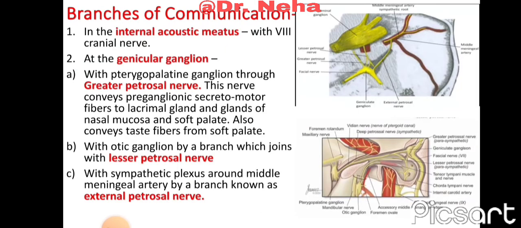Now the branches of the facial nerve. The communicating branches are the first to arise, in the internal acoustic meatus. So it communicates with the 8th cranial nerve in the internal acoustic meatus. At the genicular ganglion, it provides the greater petrosal nerve. In the diagram we can see the greater petrosal nerve.